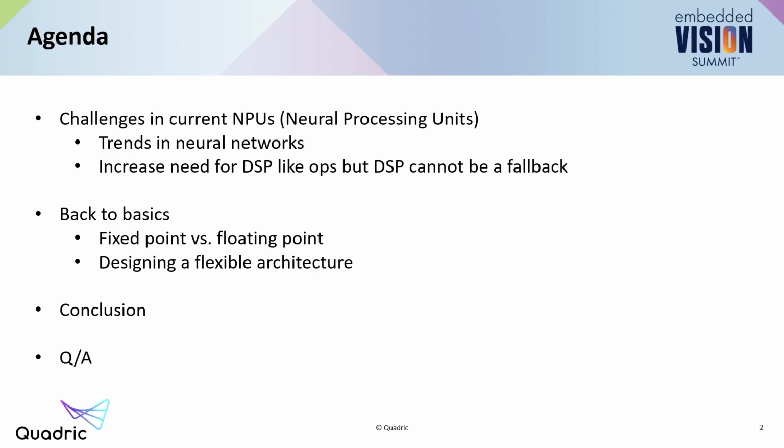So we're going to revisit what an NPU is, what the current trends happening in NPUs are, and what the new trends coming in terms of neural networks are. A lot of things are moving on, and you might have heard a lot of talks about DSP ops, which use a floating point engine. We are going to go back and revisit whether you need a DSP or not. We will go back to basics.